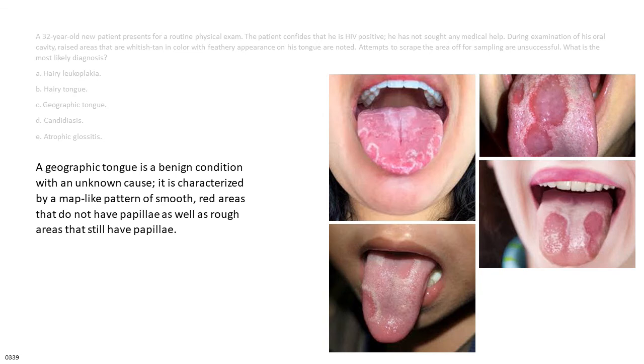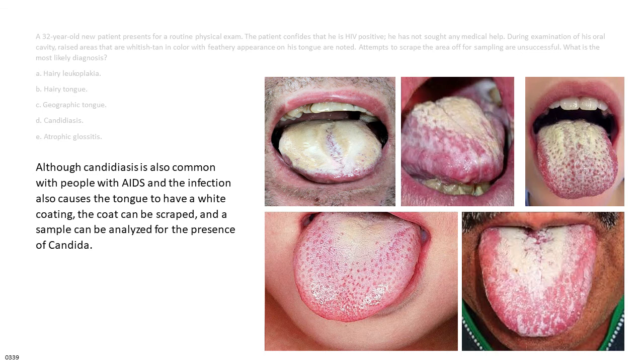A geographic tongue is a benign condition with an unknown cause. It is characterized by a map-like pattern of smooth, red areas that do not have papillae as well as rough areas that still have papillae. Although candidiasis is also common with people with AIDS and the infection also causes the tongue to have a white coating, the coat can be scraped, and a sample can be analyzed for the presence of Candida.